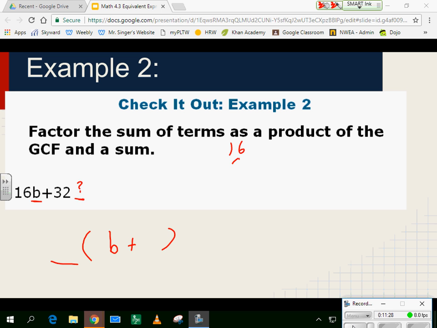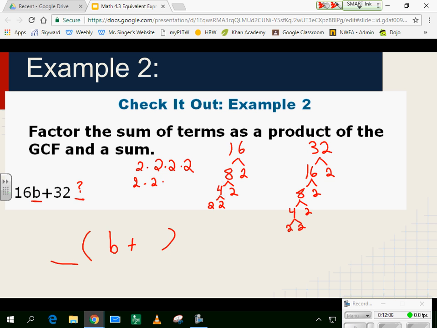I'm going to use the prime factorization tree again. So 8 times 2 gets you 16. 8 can be broken down to 4 times 2. And 4 can be broken down to 2 times 2. So we have 2 times 2 times 2 times 2 is the prime factorization. For 32, you can get 16 times 2. And then 16, as we know, can be broken down to 8 times 2. 8 can be broken down to 4 times 2. And 4 can be broken down to 2 times 2. So we have 1, 2, 3, 4, 5 2's.